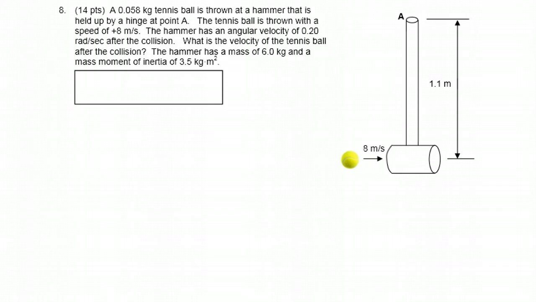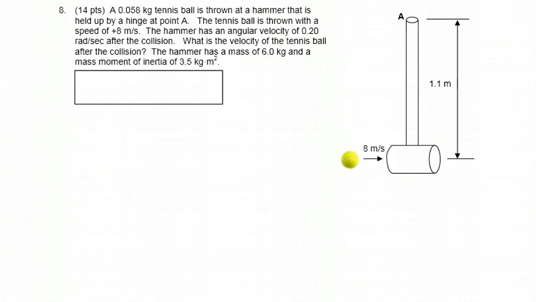We're given the mass of the hammer and the mass moment of inertia of the hammer and the mass of the tennis ball. So the concept we're looking for here is conservation of angular momentum. The reason we want to use angular momentum is the hammer will be rotating afterwards. Okay, there's no external torques. We're ignoring friction in the pivot point or the hinge.